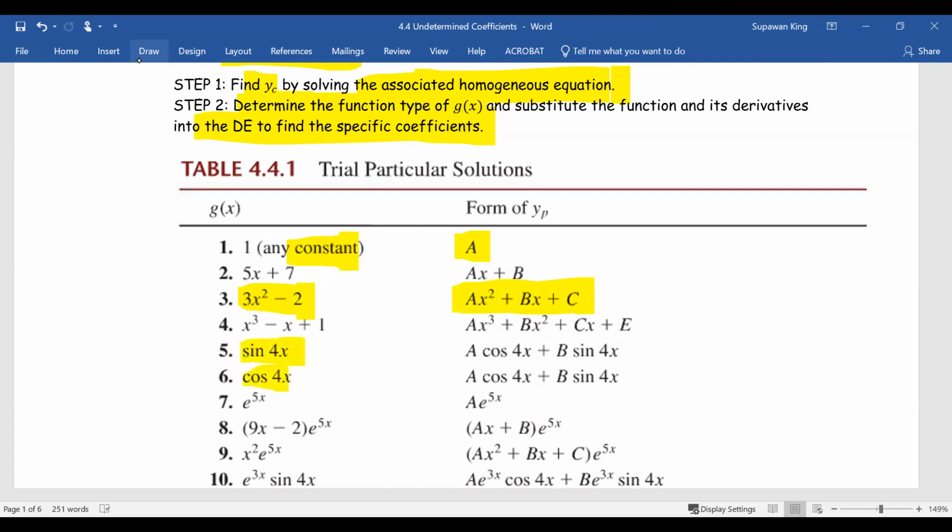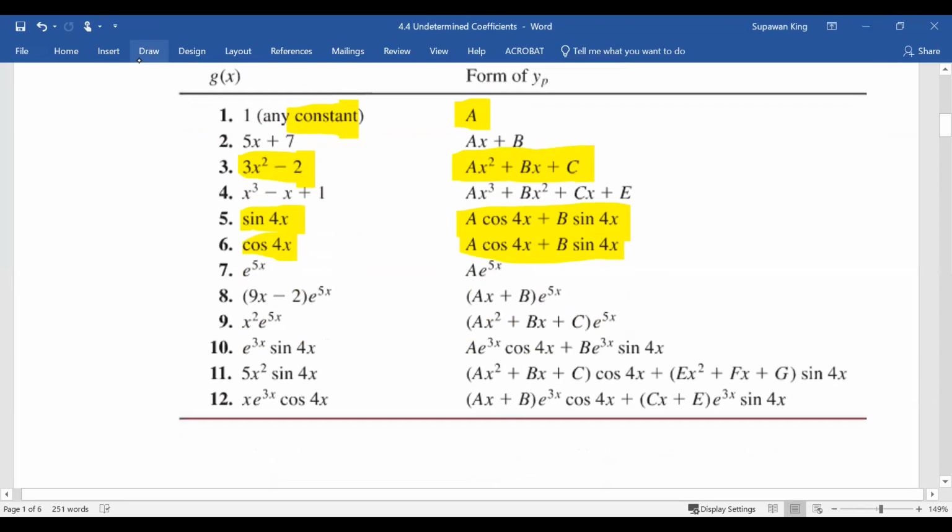For sine and cosine functions, for example sine of 4x or cosine of 4x as part of g(x), we form the solution yp as the combination of cosine and sine. Even though we have only one term, either sine or cosine, yp has to be a sum of both sine and cosine with coefficients A and B. For the exponential function, for e to the power 5x as the form of g(x), yp will have it as the coefficient A multiplied by e to the 5x.